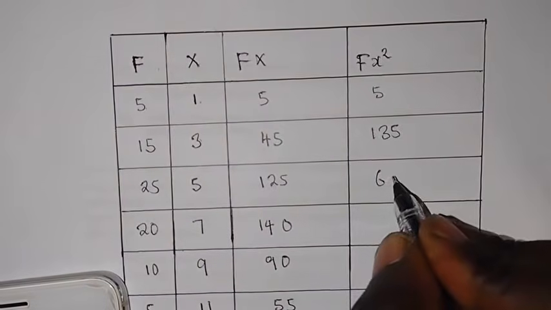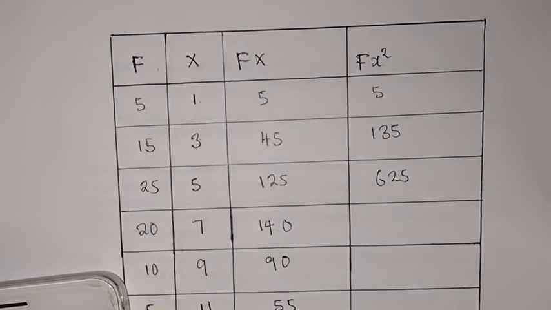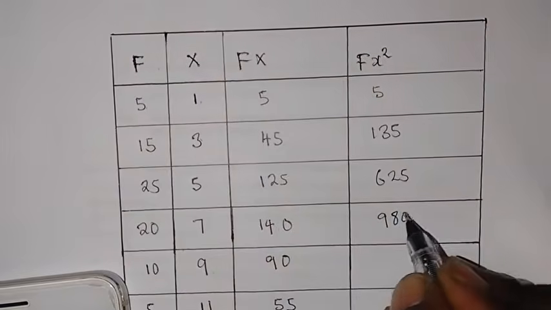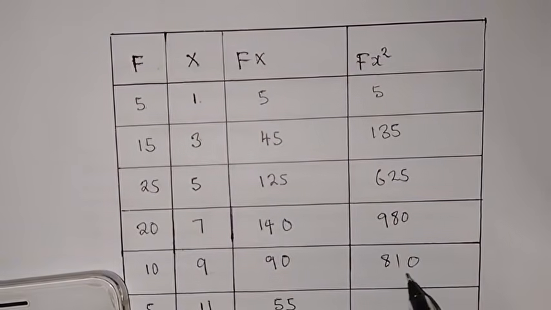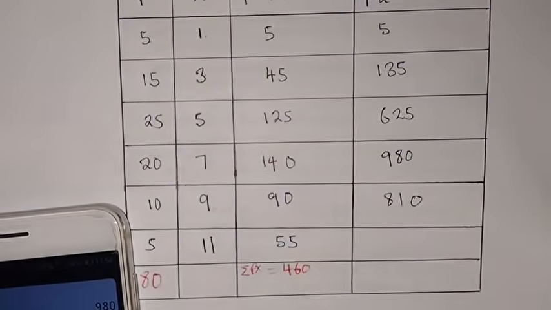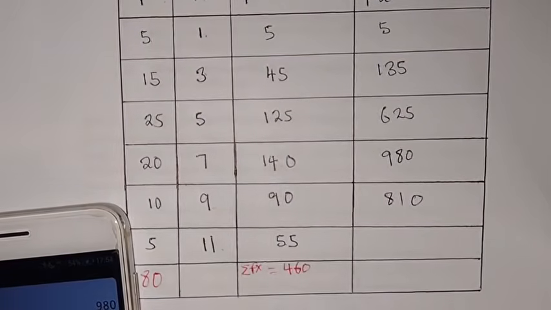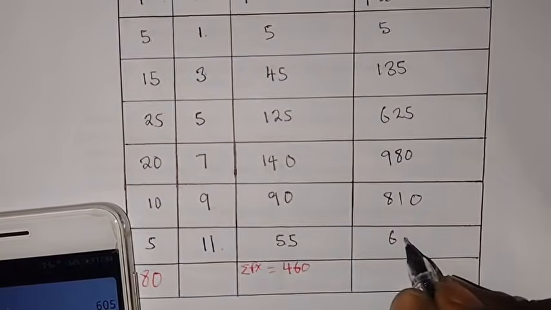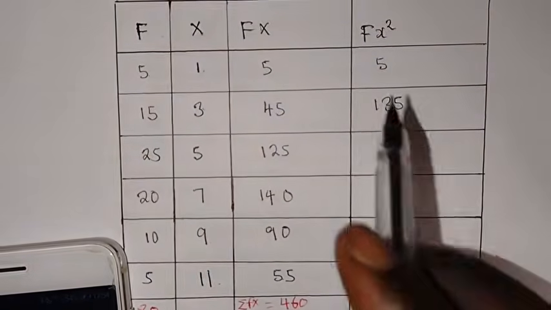This will give us 625. Then we have 140 times 7. This will give us 980. Then we have 9 times 90. So 9 times 0 is 0, 9 times 9 is 81. So this will give us 810. Then we multiply 55 times 11. This will give us 605.